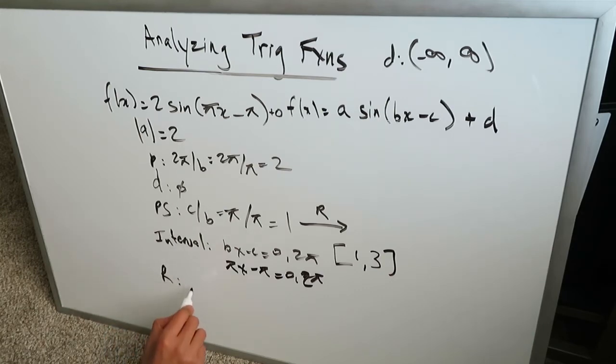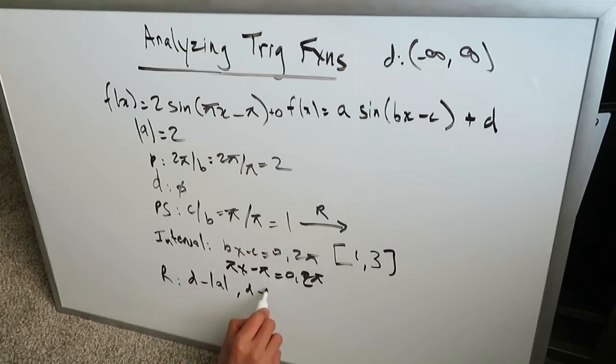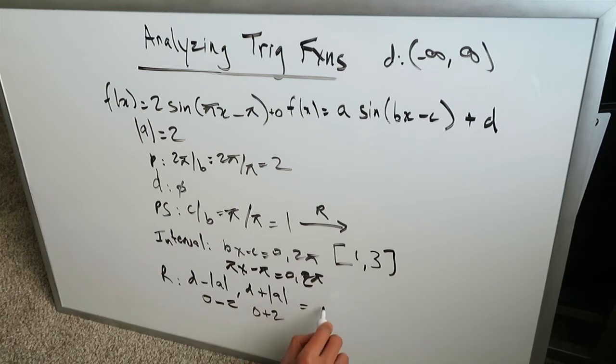Range values, you want to look at it in this form: d minus absolute value of a and d plus absolute value of a. What am I going to get? What's my d? It's a 0. I'll get a 0 minus a 2, right? And then I'm getting a 0 plus 2. So I'm getting a -2 and a 2. My range of the wave is from -2, lowest point, to +2, the highest point.